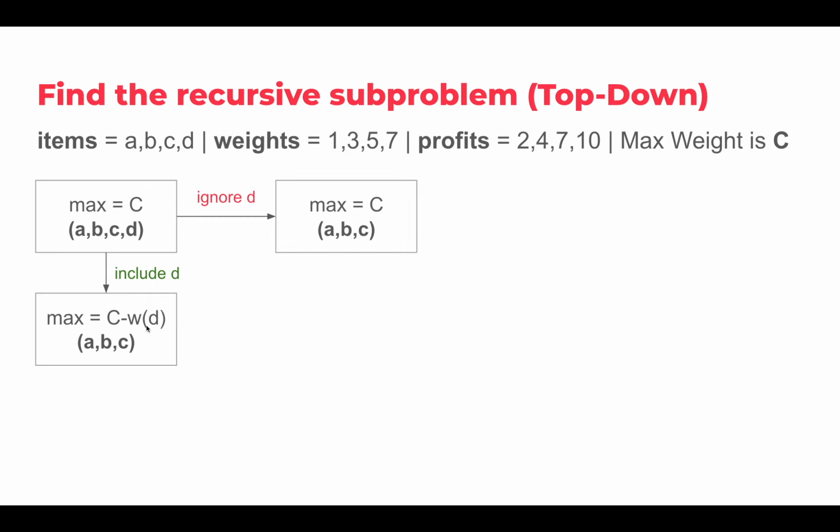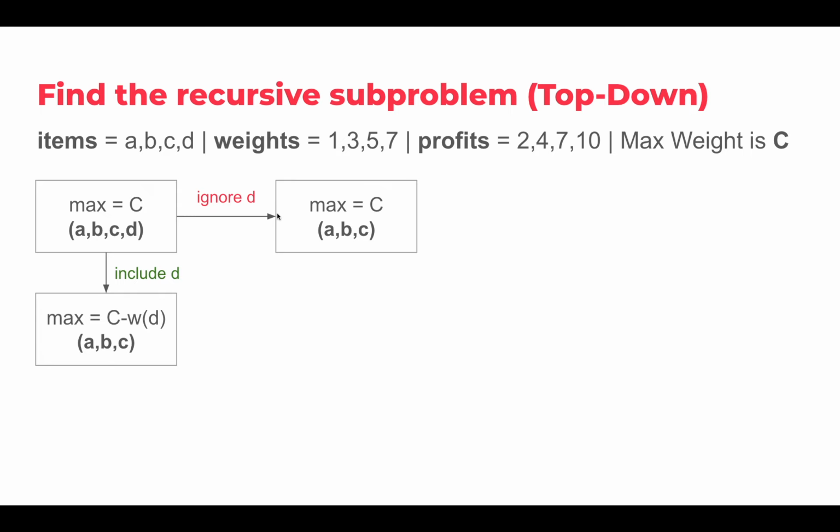That's if I include D. The second layer is, what if I don't include D? It means that the profit does not include D, and the maximum weight also does not change, but what I'm reducing now are the items. So if I decide to ignore D in my final knapsack, I'll just be trying to find the maximum profit I can get from items A, B, C, if the maximum weight my knapsack can take is C, because D does not influence the weight at all. So these are going to be the two problems here. And to get the maximum, it's going to be the maximum of this branch versus the maximum of this branch. So the maximum profit where I include D versus the maximum profit where I ignore D.